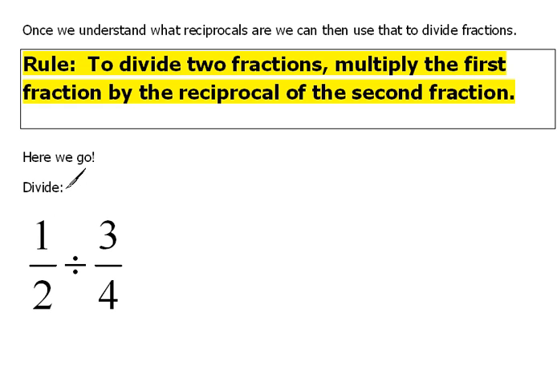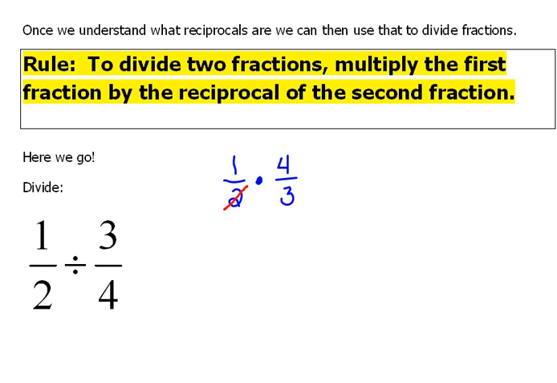Here we have, it says divide 1/2 divided by 3/4. Now if we go back to our rule, we're not supposed to really divide. It says to multiply the first fraction by the reciprocal of the second. So we're going to rewrite this problem as 1/2. Now instead of divide, we're going to change it to multiply, and then we're going to flip the second one. So we're going to multiply by the reciprocal instead. And now those multiplication rules take over, because now this is a multiplication problem.